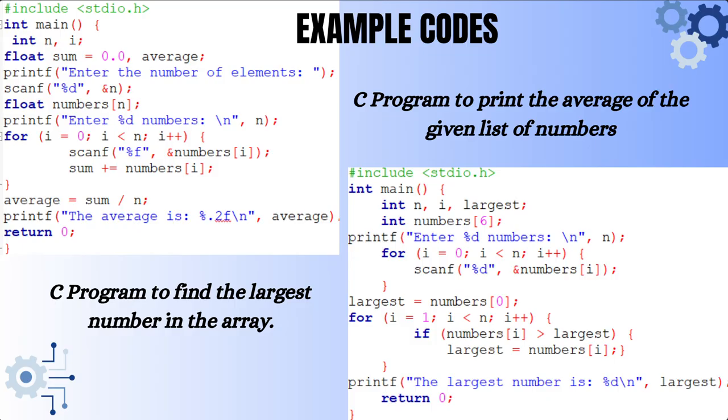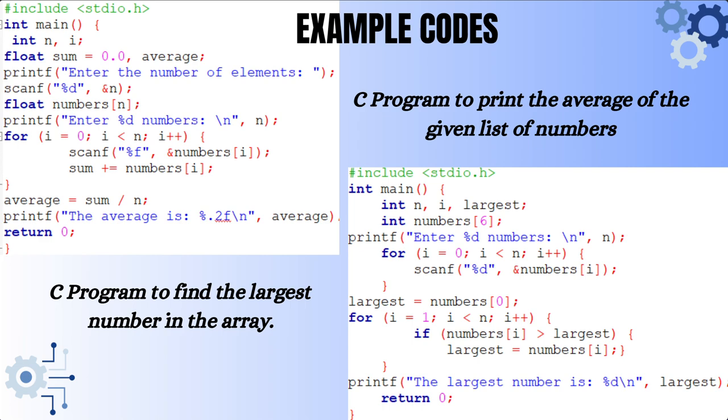Moving on, we have example codes. So this marks the end of the first part of the second chapter, which is arrays. So we have the example codes. First example is we print the average of a given list of numbers. Second program is to find the largest number in the array.